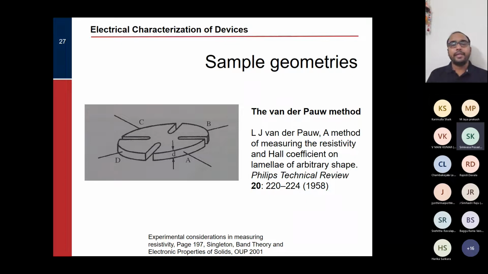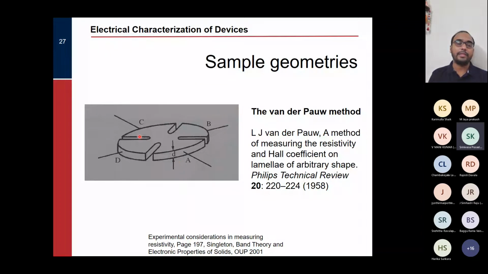So for any arbitrary shaped sample, I can make use of another technique called the Van der Pauw method. This is something which has been proposed by the scientist Van der Pauw, and it can measure the resistivity and Hall coefficient of any arbitrary shaped sample.